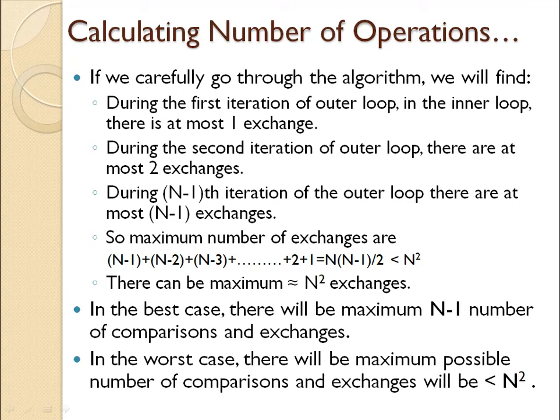In the best case, there will be a maximum of n minus 1 comparisons and exchanges, because the array that is given is already sorted. That is called the best case. So there will be n minus 1 comparisons only. And in the worst case, there will be the maximum possible number of comparisons and exchanges, that will be less than n square. Okay, so this is the complexity of these two algorithms, that is of order n square.